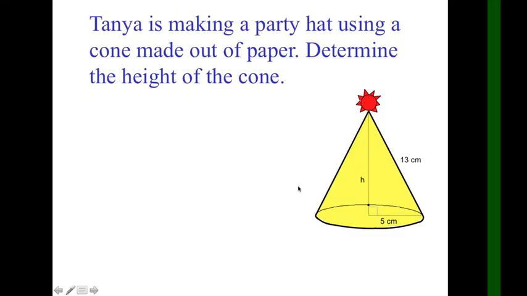Another, Tanya is making a party hat using a cone. So, gumamit siya ng cone and then made out of paper. Determine the height of the cone given the hypotenuse or the slant, which is 13 centimeters, and the base, which is 5. So we will get the height of this one. So since it forms a right triangle, we can use the Pythagorean theorem. As you can see, the missing side is B, okay, or A. We can use A or B. So we will subtract the area of the two squares. So we have 13, and then 5 squared for the 5.